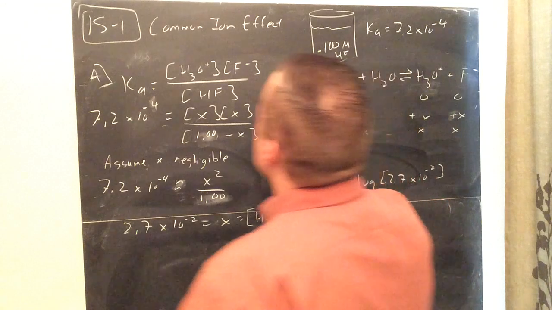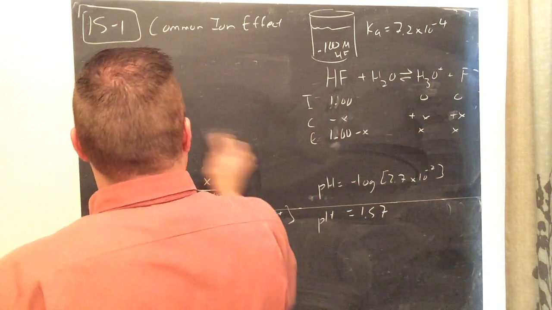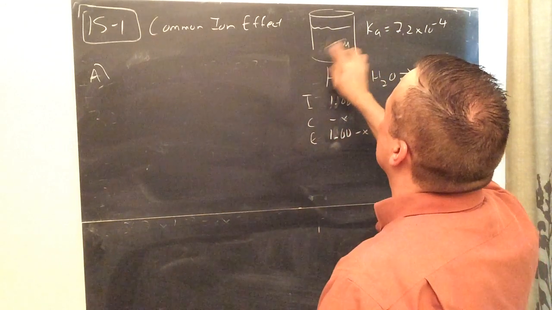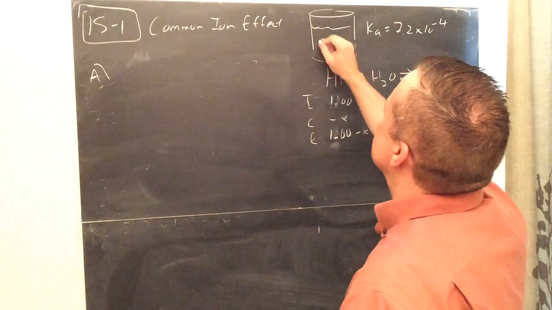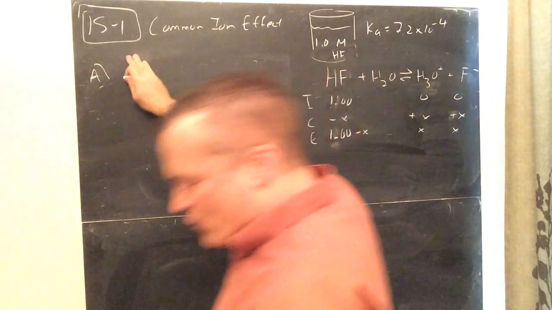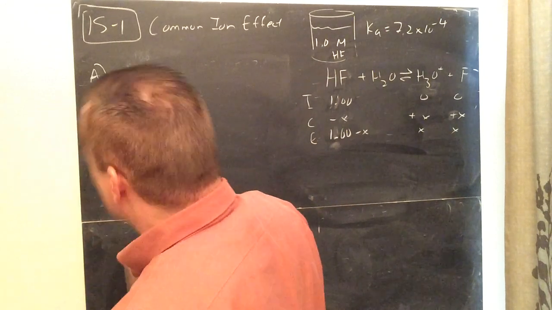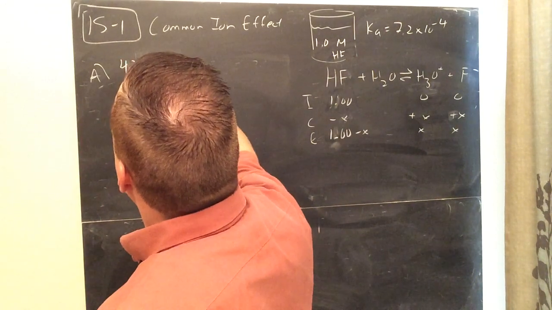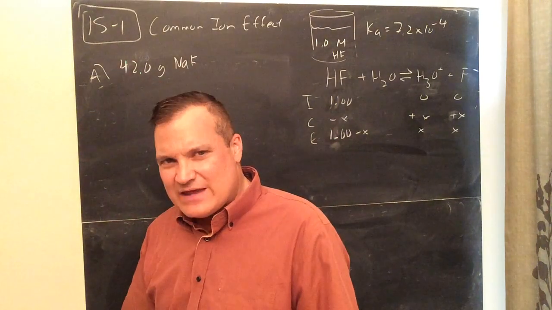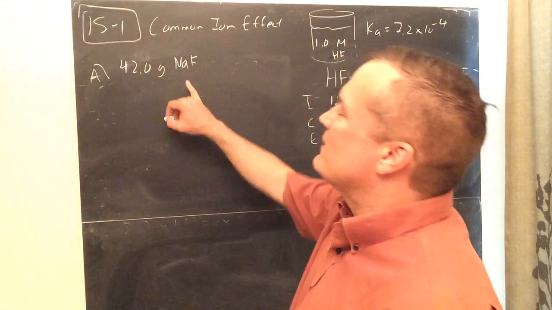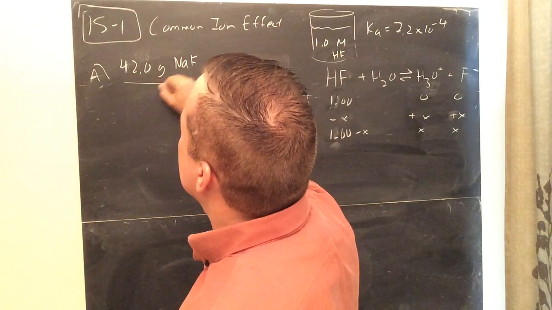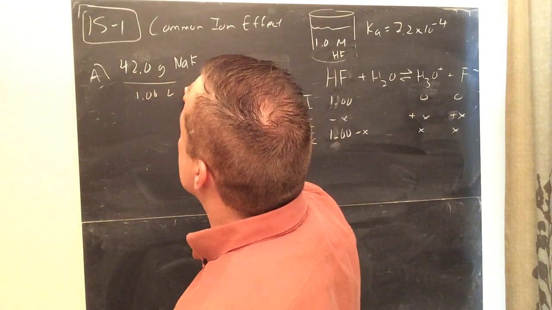All right, here's what's going on. Instead of having just 1 molar HF, which I messed up there too in my picture, they're going to add to it 42 grams of sodium fluoride. Now, they said they're going to add it to a 1 liter sample. Why are they giving you the volume? Because they want you to know what the molarity of this is, okay? 42 grams of sodium fluoride in 1 liter of solution.